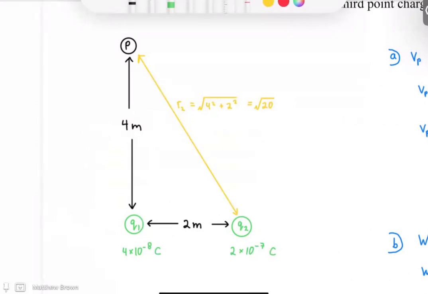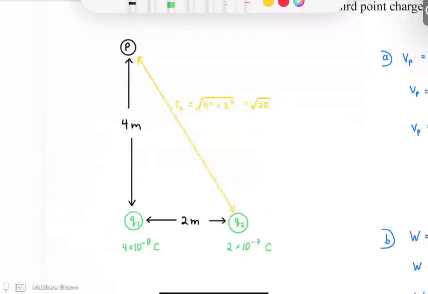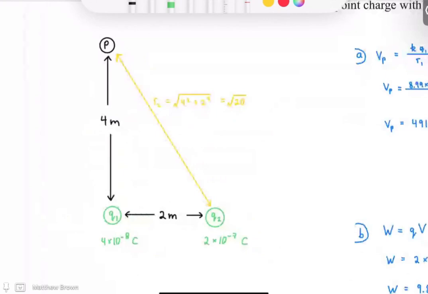I'm asking myself, what's the energy, or how much work, would I have to do to get a positive 1 coulomb charge to the point P? It would be repelled by both Q1 and Q2, so I would have to do work in both cases. So these should both be positive values. I'll figure them out individually and then add them together.